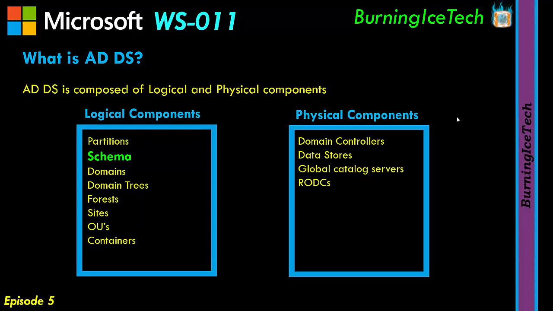And then our next one here, what is schema? A schema is the set of definitions of the object types and attributes that you use to define the objects created in Active Directory services. A domain, now that is a logical administrative container for objects such as users, computers, groups.